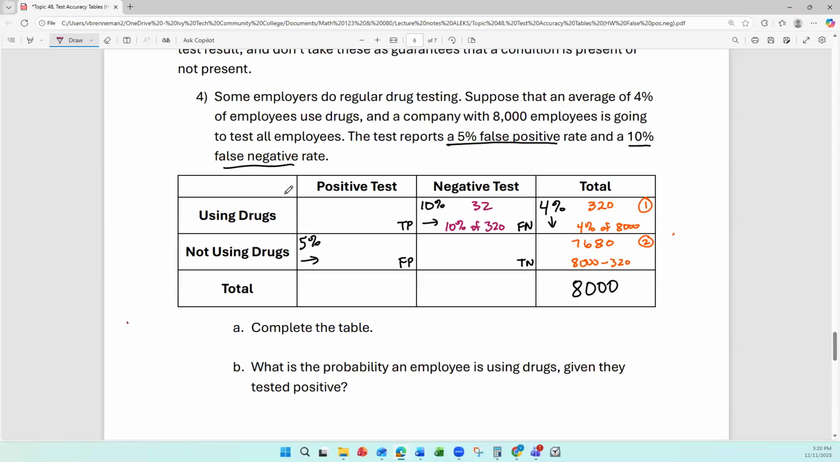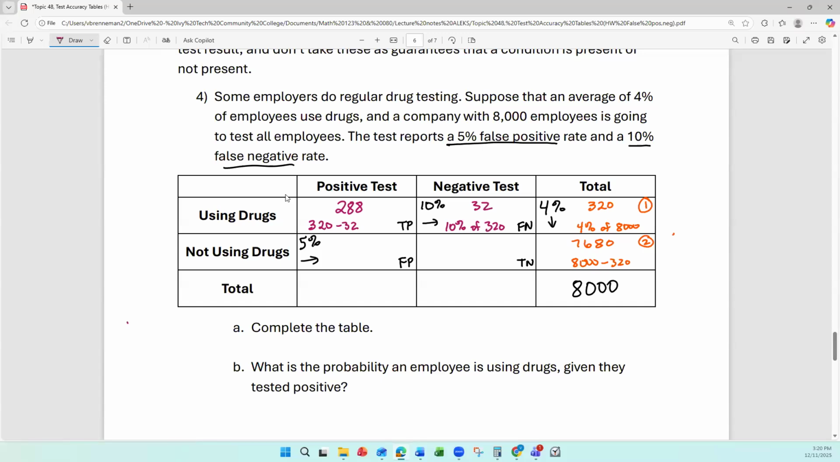Then that leaves the rest of the 320 of those using drugs, the 288 that do get a positive test, and the company can say, all right, you guys... now they don't know though. There's 288 people that are using drugs who get a positive test. The employees know that they're using. The company only knows they got a positive test.